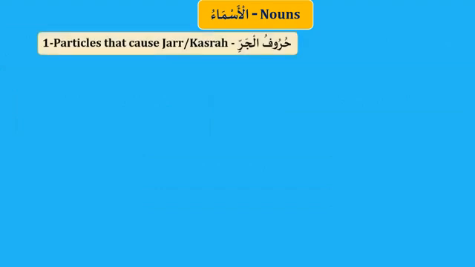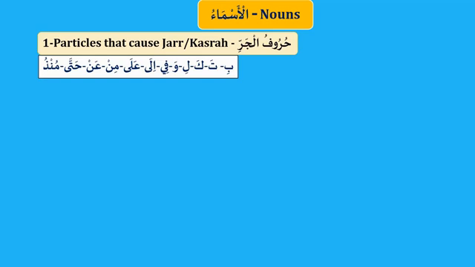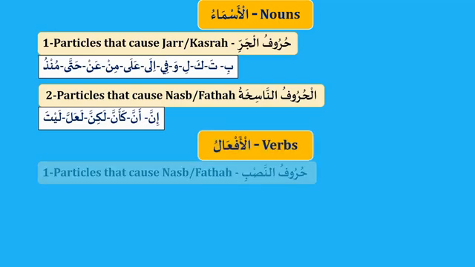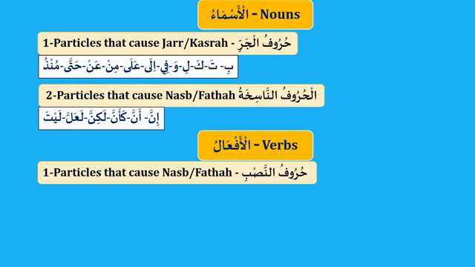الأسماء. The particles that cause changes in the nouns. The first one, particles that cause جر, كسر: حروف الجر ب تا ك كي و في إلى على من عن حتى منذ. And the next one, particles that cause نصب, فتحة: الحروف الناسخة إن أن كأن لكن لعل ليت. And verbs, particles that cause نصب, فتحة for the verbs: حروف النصب أن لن لي كي and حتى.